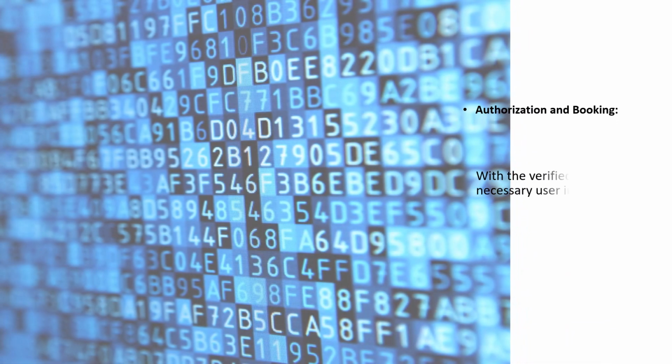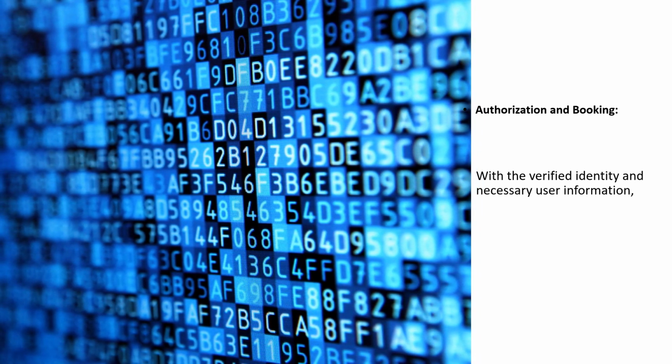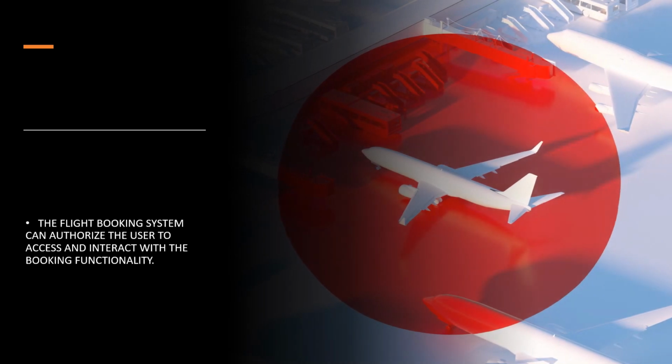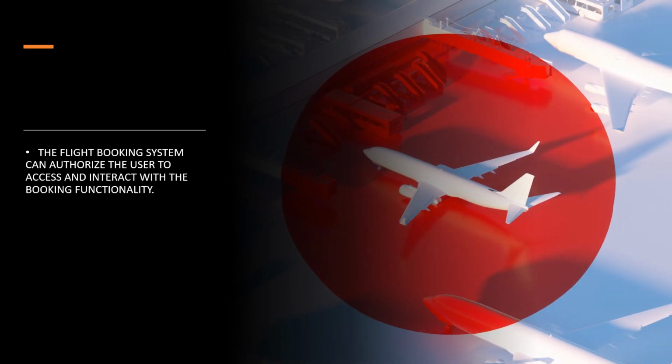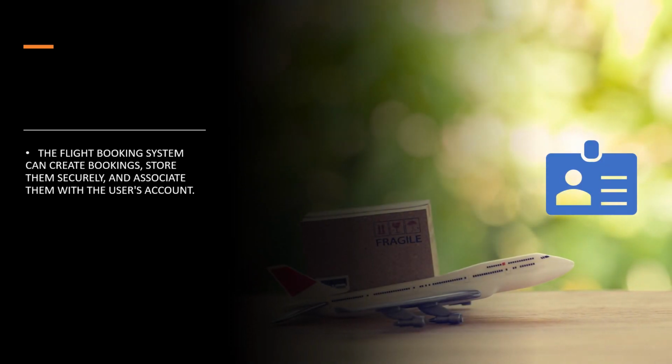Authorization and booking. With the verified identity and necessary user information, the flight booking system can authorize the user to access and interact with the booking functionality. The flight booking system can create bookings, store them securely, and associate them with the user's account.